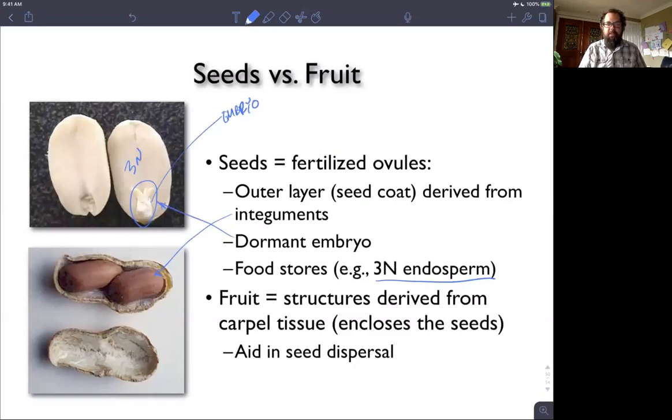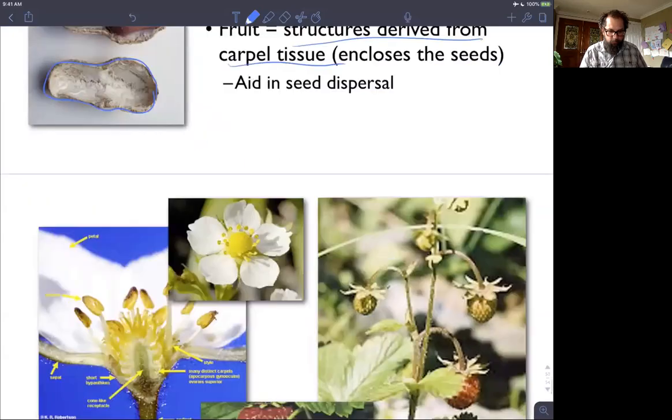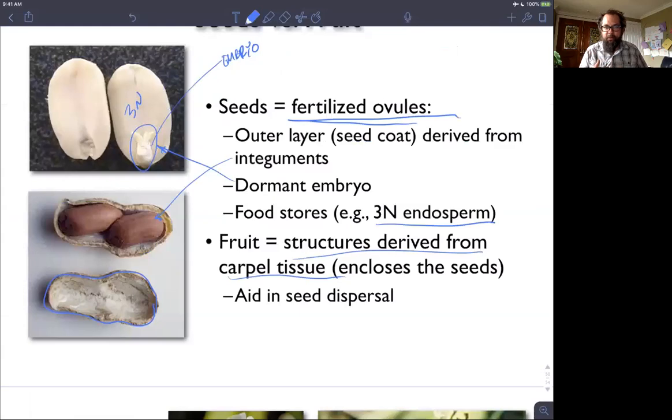So the seeds are anything that comes from a fertilized ovule, whereas a fruit is the structure that's derived from carpel tissue or from the ovary itself. And so in this case, the fruit is the ovary wall, the outside shell of the peanut. And so a peanut is a fruit. Lo and behold, nut is a fruit type. Peanuts are a fruit. Inside of there are two seeds. Most of the time there are two seeds inside of those peanuts. So that would have been an ovary with two ovules inside of it, or a carpel with two ovules inside of it.